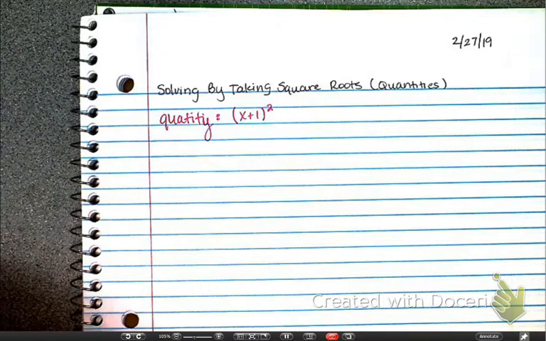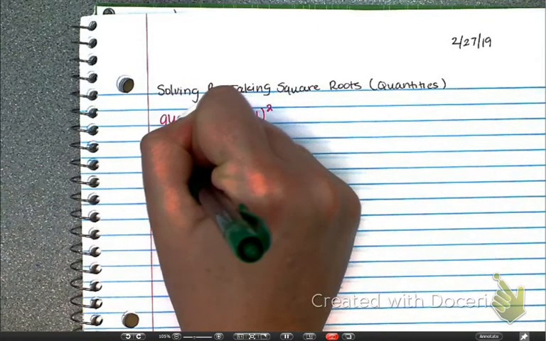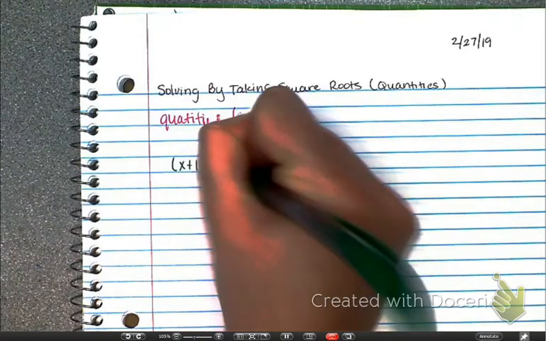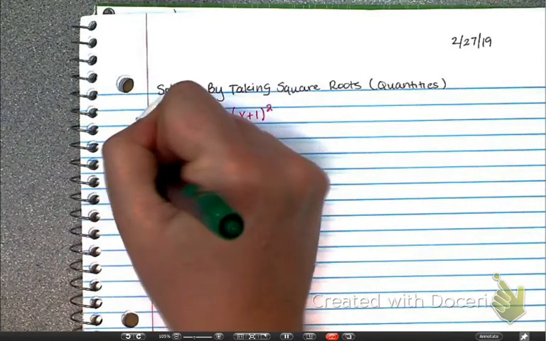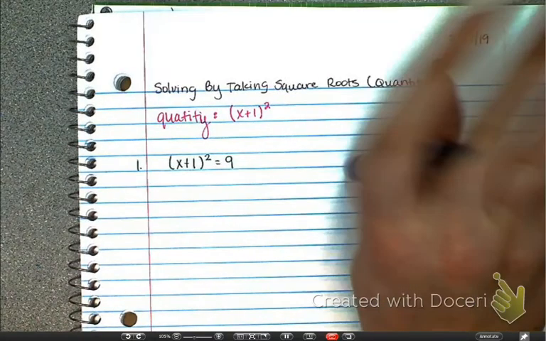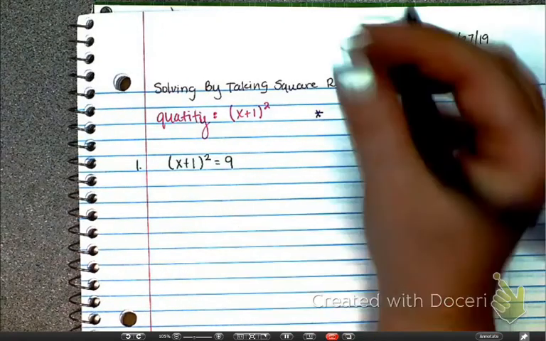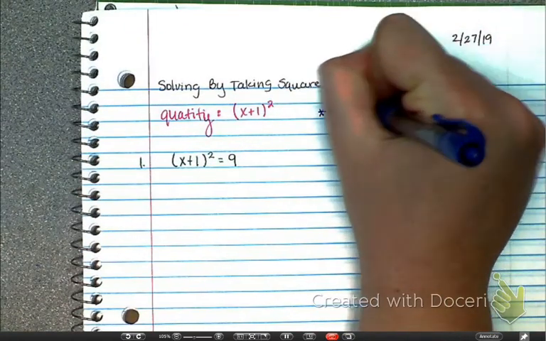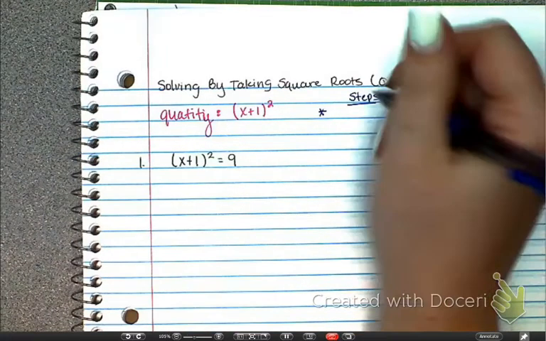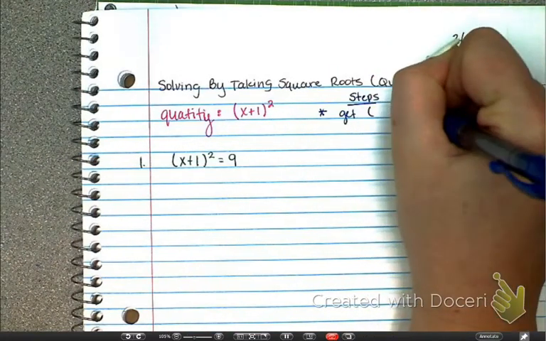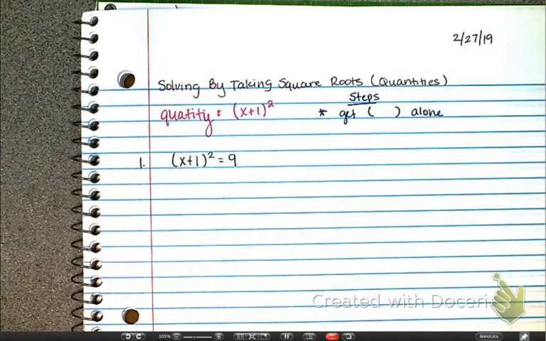Our first one is going to be x plus 1 squared equals 9. So this is where we're going to start. We're going to solve this problem, but there are a couple of steps we should go through. The first thing you want to make sure of is that the parentheses are alone. So get the parentheses alone, meaning there should be nothing multiplied in front of the parentheses, and nothing added or subtracted after the parentheses. The parentheses need to be alone. That's our first step.